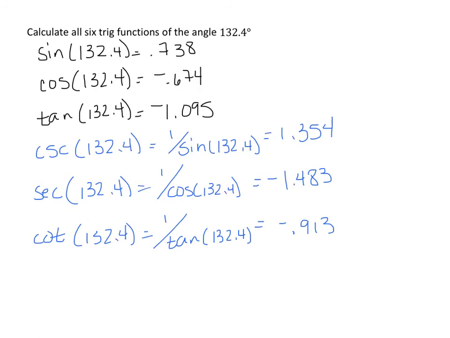Again, your answers should make sense. Sine is positive, cosecant should be positive. Cosine is negative, secant should be negative. Tangent is negative, cotangent should be negative.